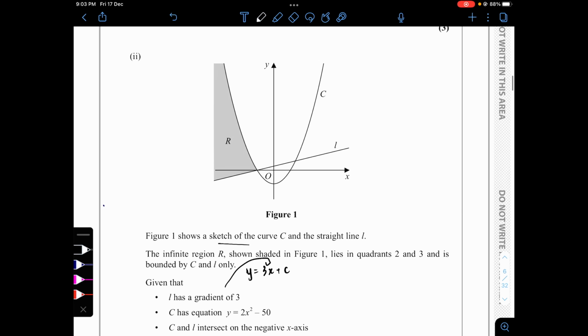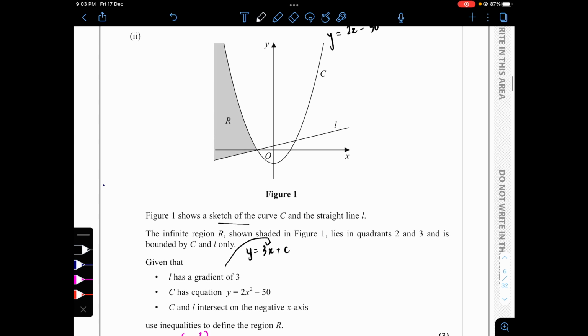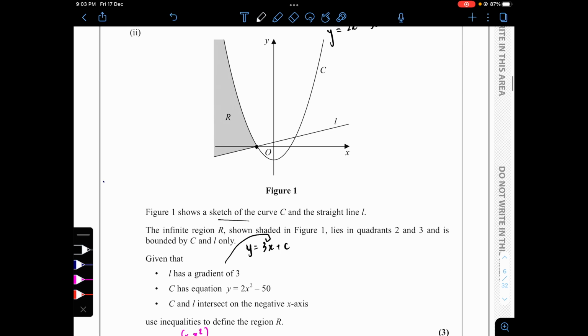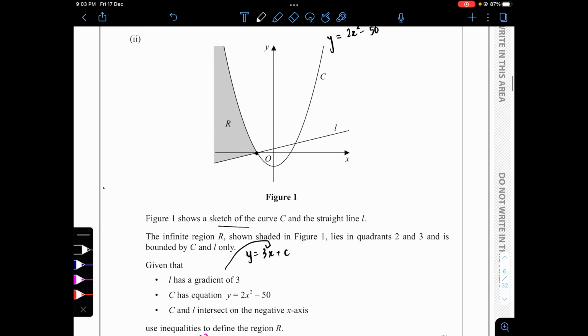Curve C has the equation y equals 2x squared minus 50. C and L intersect on the negative x-axis, so they intersect over here. So use inequalities to define the region R.